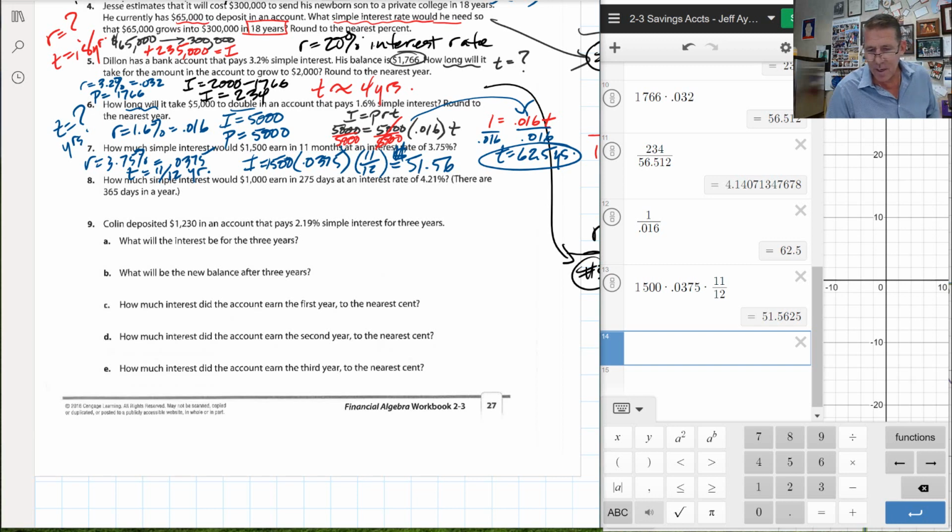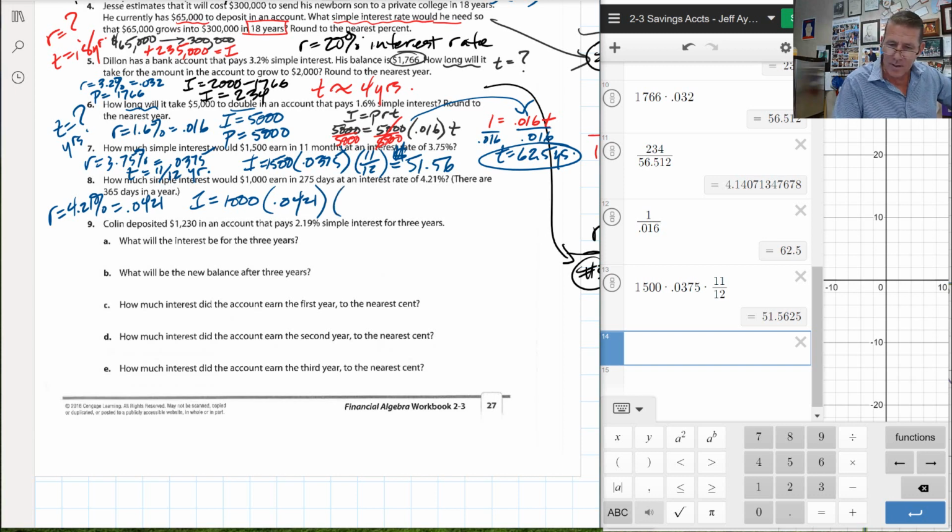All right, number 8. How much simple interest would $1,000 earn in 275 days? So these two problems, 7 and 8, are related because in number 7, it dealt with 11 months, which is a fraction of a year. And here we deal with 275 days, which is also a fraction of a year. So here, the interest would be calculated as $1,000 times the interest rate. Now, 4.21% as a decimal is 0.0421. So I have to always multiply it by a decimal. Now times the fraction of a year.